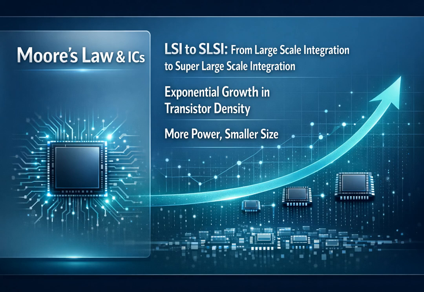As technology advanced, we grouped more transistors together into integrated circuits. Look at Moore's law. It predicted exponential growth in transistor density. We went from large-scale integration to super-large-scale integration, vastly increasing power while shrinking the actual physical size of computers.